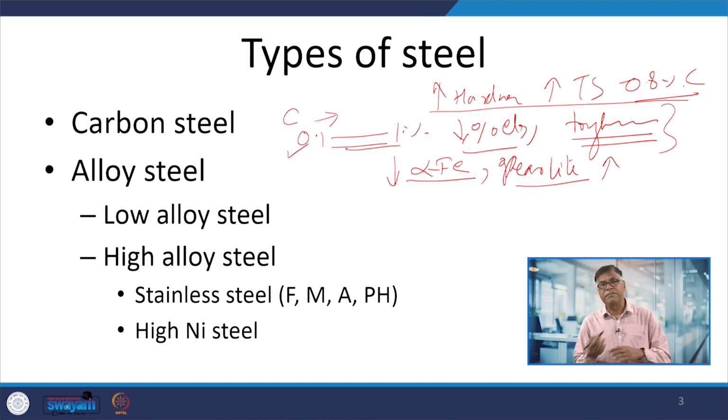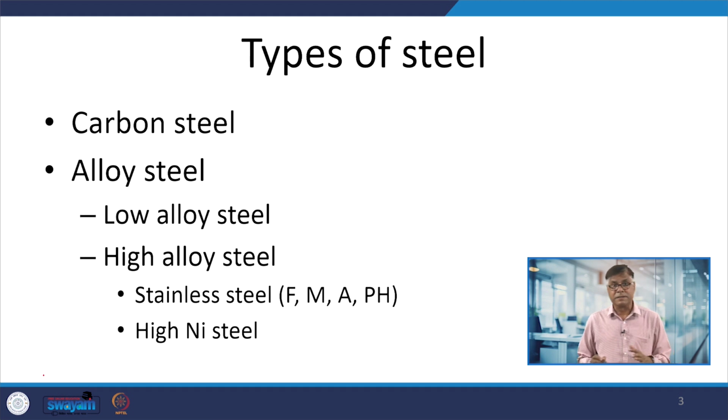So, this may not be a very favorable situation, because most of the time we want a very good combination of the strength and the toughness. So, how to achieve that? This is not possible so easily with the carbon steels, because increasing the carbon will increase the strength and hardness, but at the cost of ductility and toughness.